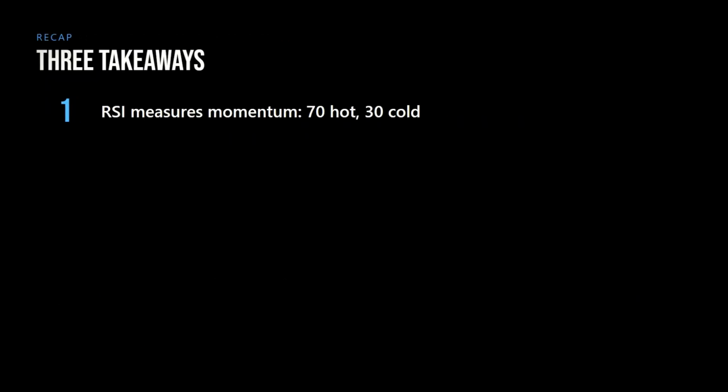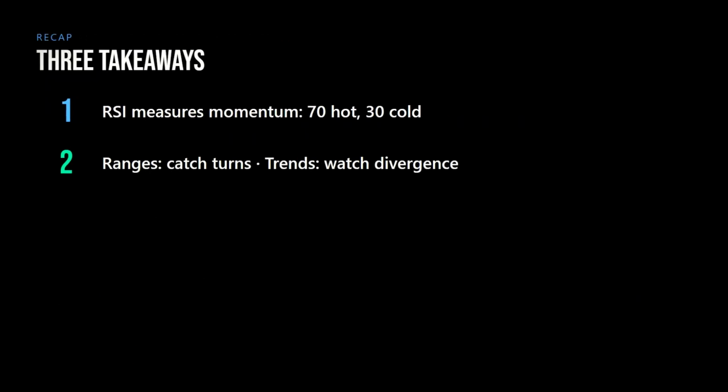Let's wrap up with the 3 key takeaways. Number 1. RSI measures the balance between buying and selling pressure. Above 70 the market is hot, below 30 it is cold. Number 2. Use overbought and oversold signals in range-bound markets, and watch for divergence as an early warning in trending markets. Number 3, and most important of all, in a strong trend, RSI gets sticky and extreme readings lose their meaning. Never make a trading decision based on a single indicator alone.